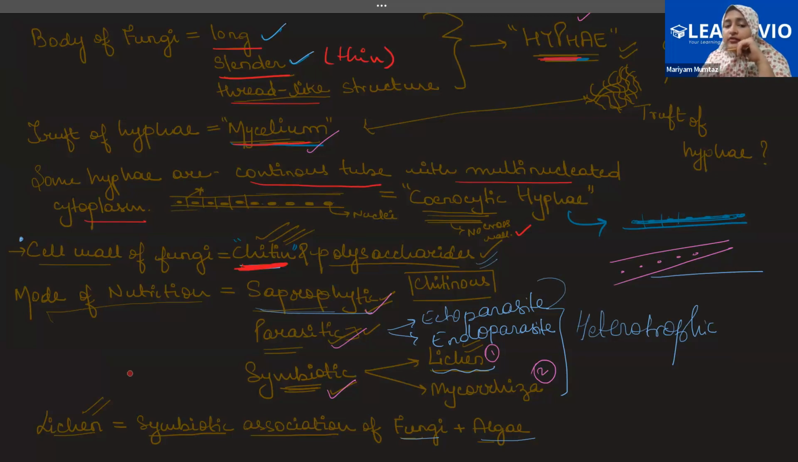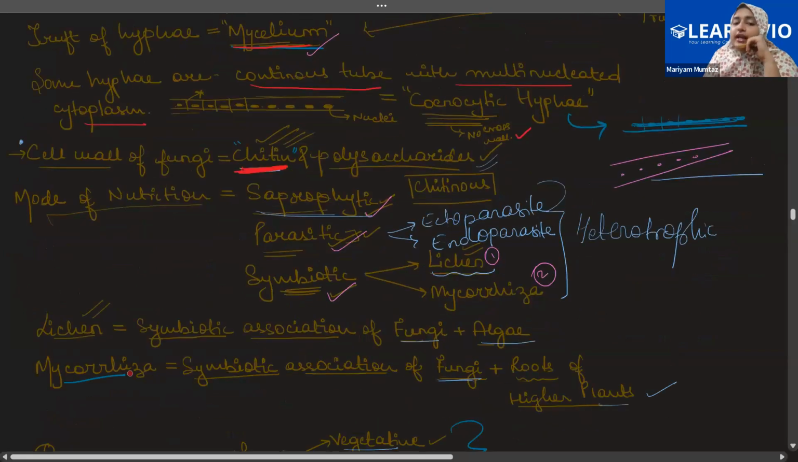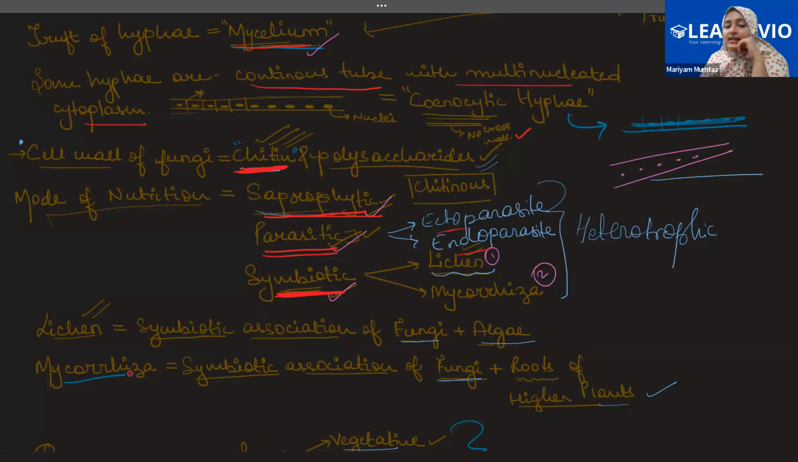Now talking about the mode of nutrition, as I told you, they are not at all autotrophic. The only mode of nutrition in them is heterotrophic. So they can be saprophytic, parasitic, or symbiotic. Saprophytic means that they feed on the dead and decaying. Parasitic means they can be present on the body of the host, so they are ectoparasites, or in the body of the host, so they are endoparasites. Ma'am, Cuscuta is ectoparasitic? Yes, it is an ectoparasitic plant.